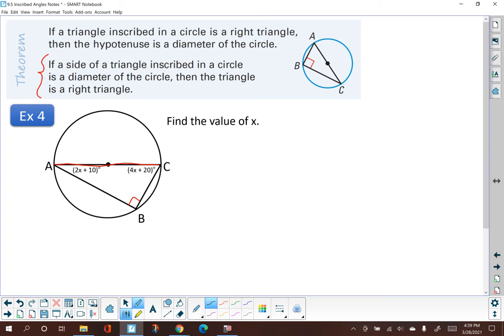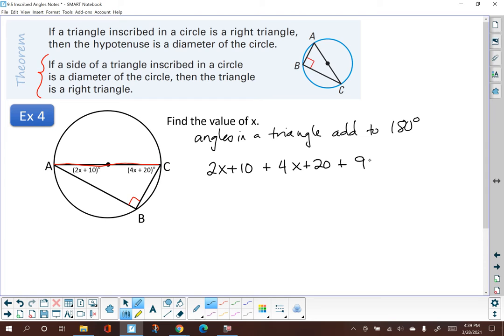Our goal here is to solve for x, so we can use the fact that the angles in a triangle add up to 180. So that would be 2x plus 10 plus 4x plus 20 plus 90. So that's my first angle, my second angle, and my third angle. And that has to add up to 180. So on this side of the equation, if I combine my like terms, I have 6x, I have a 10, a 20, and a 90. So that's 120. And so to solve for x, I can subtract and divide. If I divide by 6, I get x equals 10.